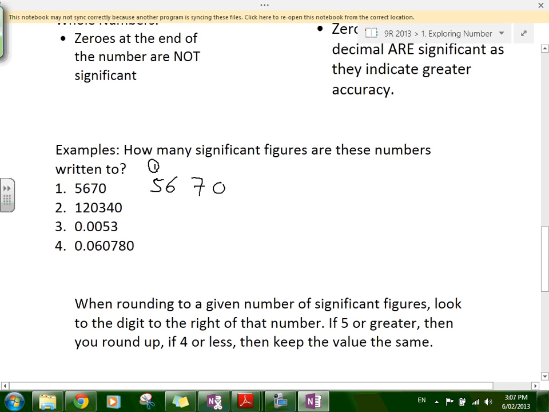Then we have the 6. So that's counted. So that's significant figure number 2. 7 is significant figure number 3. Now, according to what we said about whole numbers, zeros at the end to the right of all the others are not counted as significant. Zeros, because they're just holding the place. They don't show that it's any more accurate. So this one is not actually a significant figure because it's just at the end of the number, the right-hand side, filling in the place value. So this is actually written to 3 significant figures.